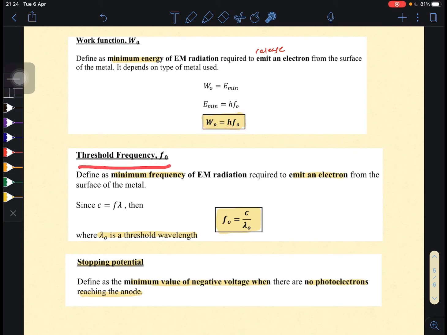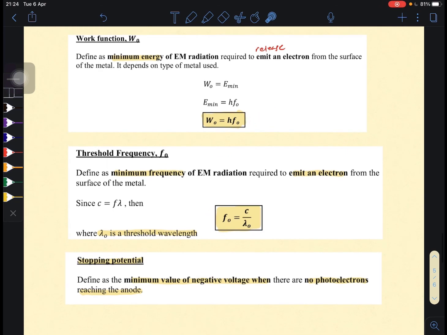So threshold frequency adalah defined as minimum frequency to release an electron, where f naught is equal to c, speed of light, divided by lambda naught. Lambda naught ni adalah threshold wavelength. Okay, just ingat that one. So this one I think is given. Is it given? Okay, this one is not given in the list of formulas, but this one is given.